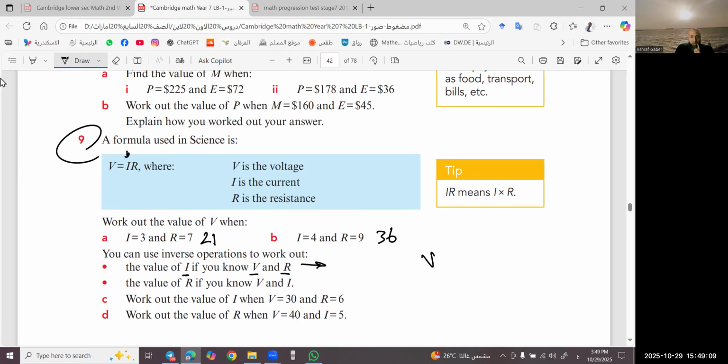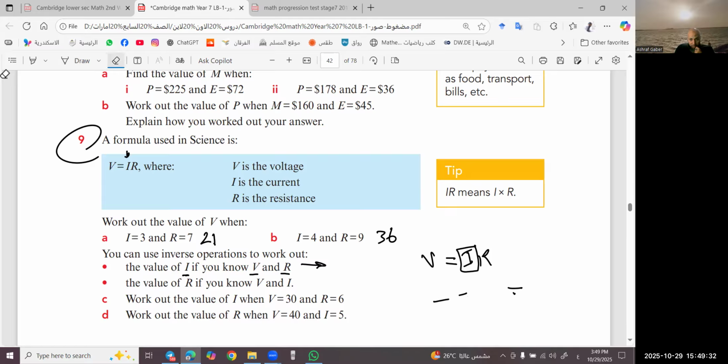We have V equals I R. But if we want to get I only, what do we get? I equals V divided by R. How can we write it? Sorry, not R divided by V, but V divided by R.